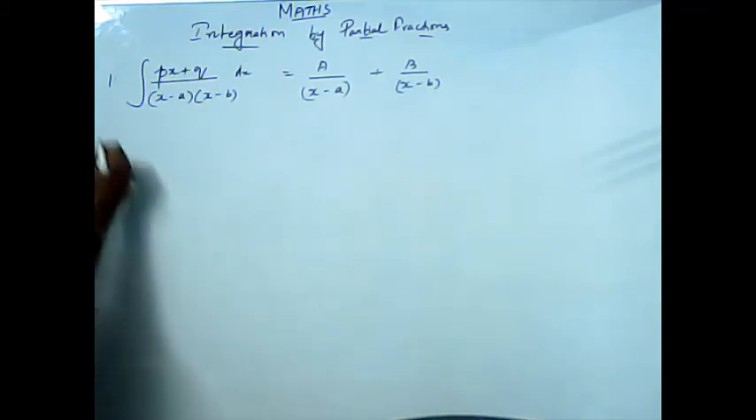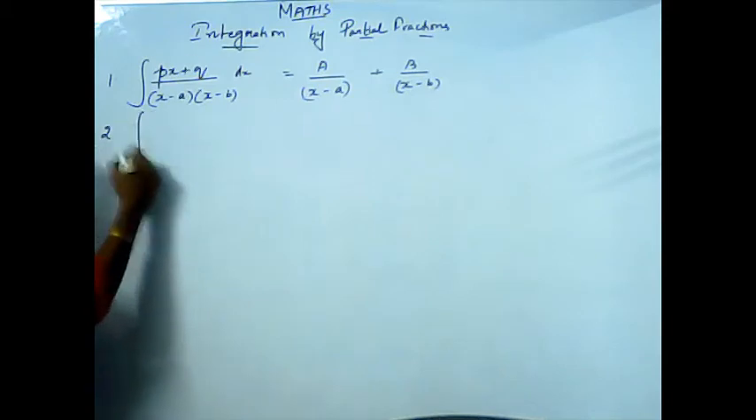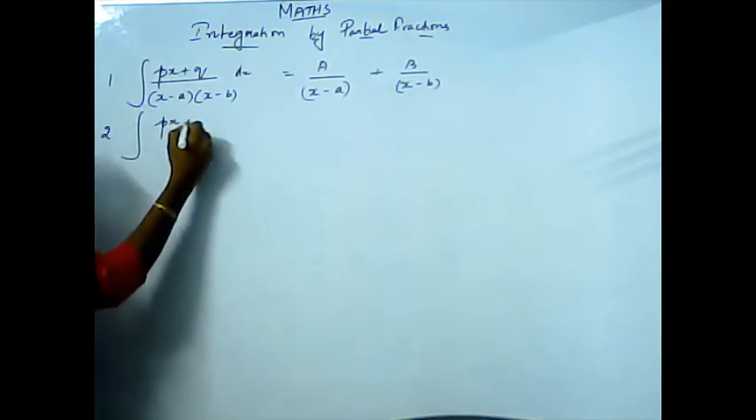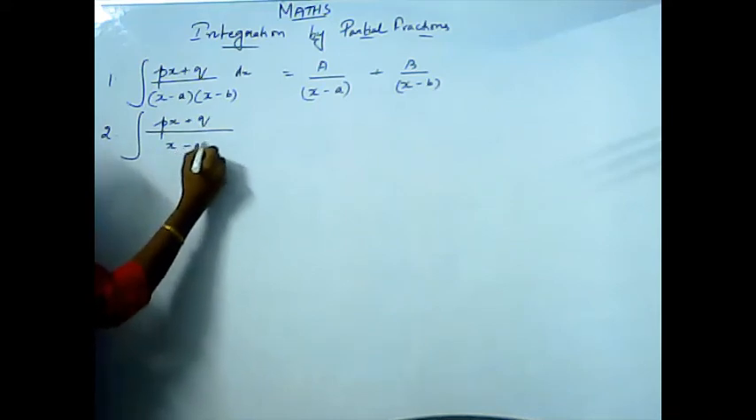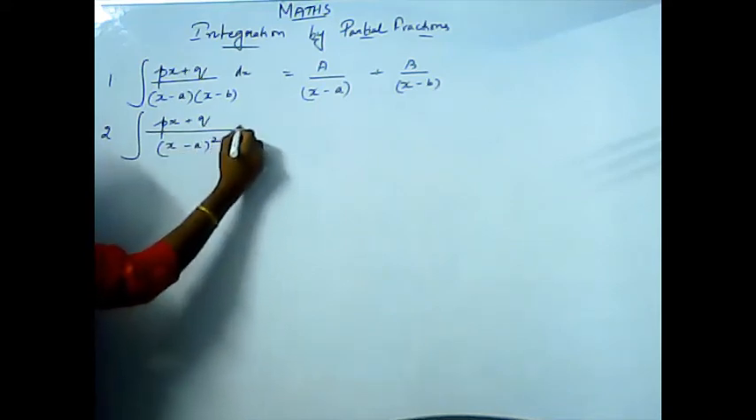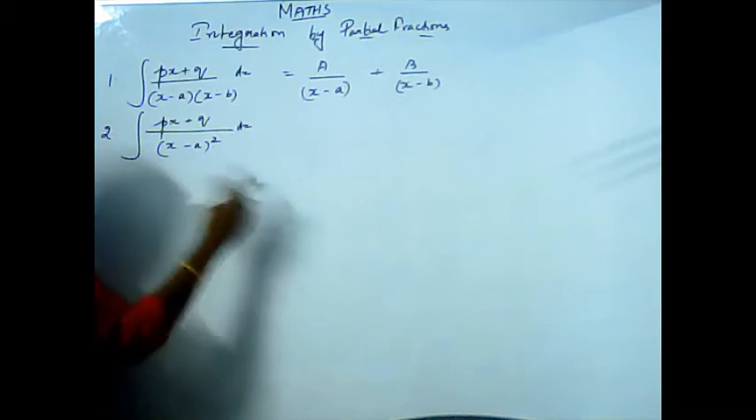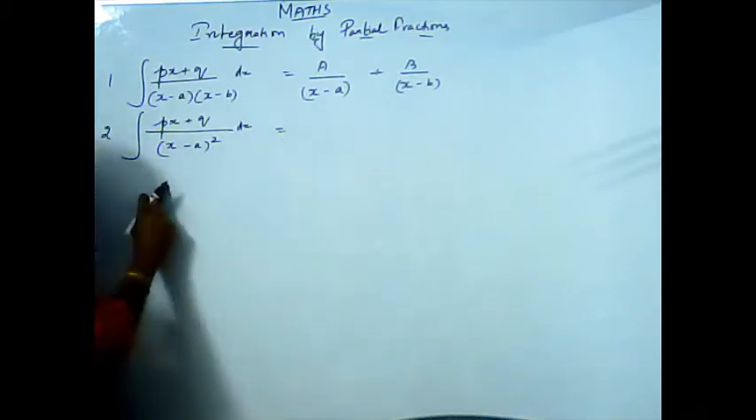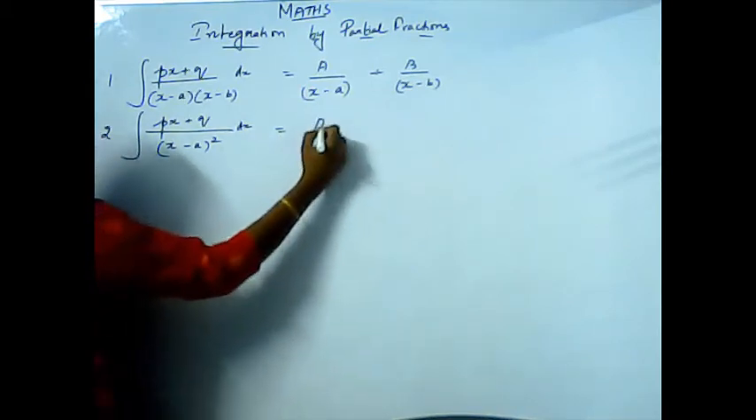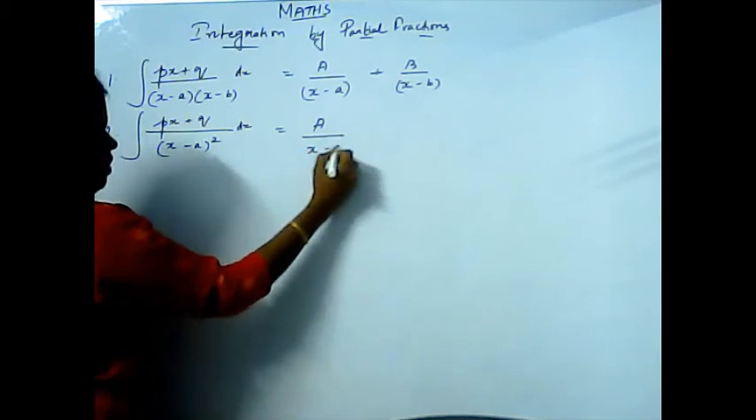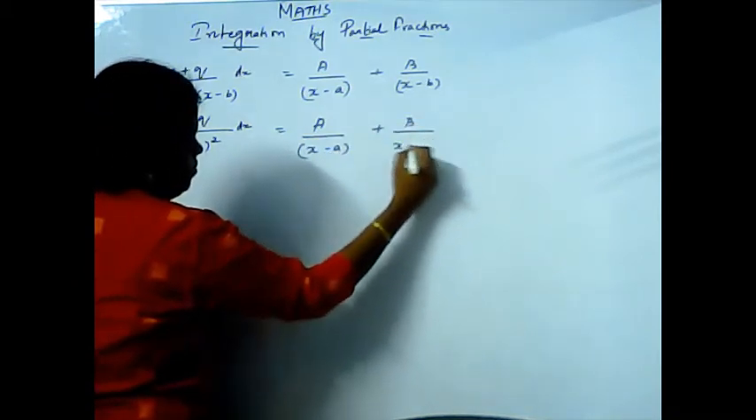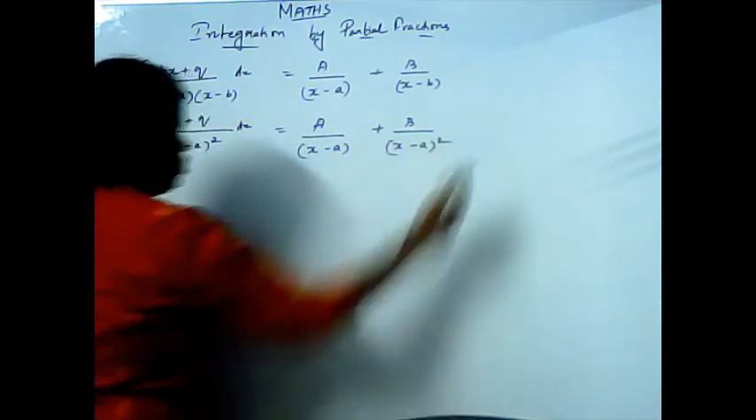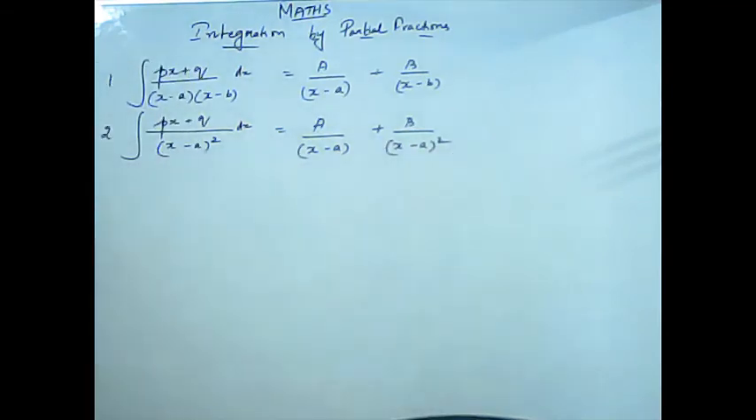Okay, and the second case, when the integral is going to be of the form (px + q) / (x - a)² dx. In this case, when your integral is of this particular form, you have to rewrite this as A/(x - a) + B/(x - a)². This is the second form.